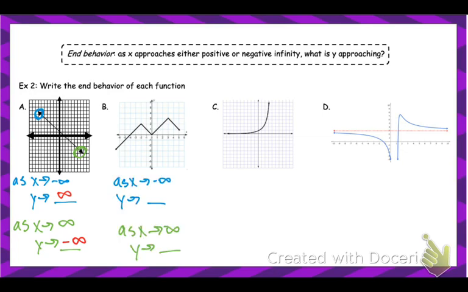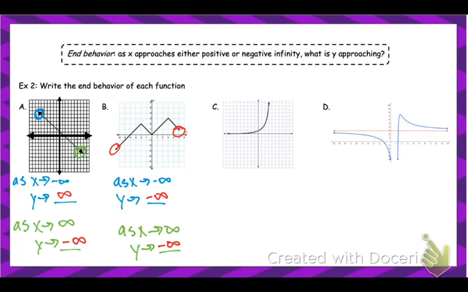All right, so as x approaches negative infinity, that is the left side of my graph. That left arrow is going down, which means the y's are approaching negative infinity. Positive infinity is the right arrow. The right arrow is also going down, so those are both approaching negative infinity.